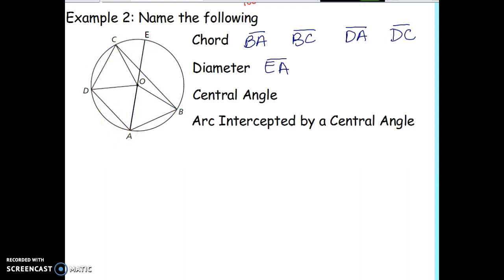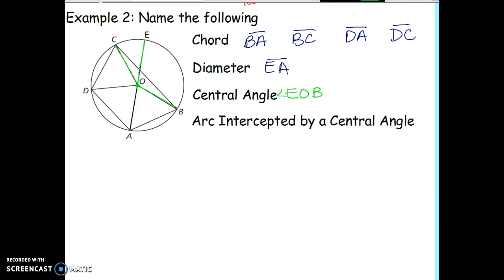Okay, and the next one we want to name some central angles. And we know that in a central angle, the vertex has to be at the center. So any angle that we name has to have O in the center of its name. Again, this is one that we did in the introduction. We can see that angle EOB is a central angle. We can see that COA is a central angle.